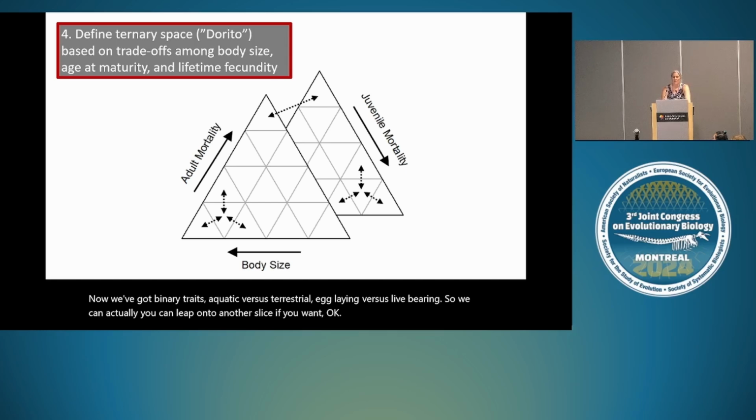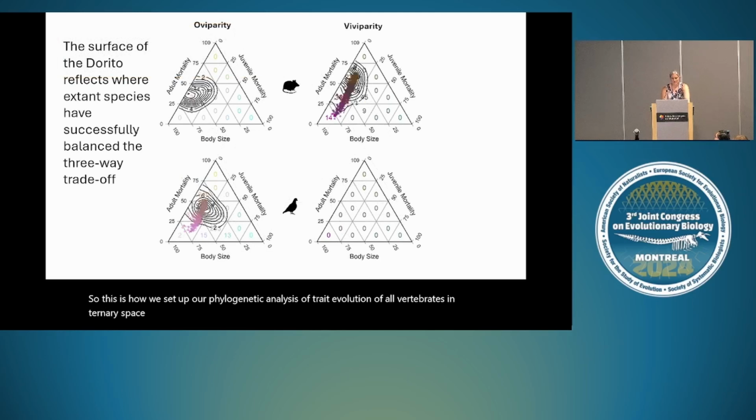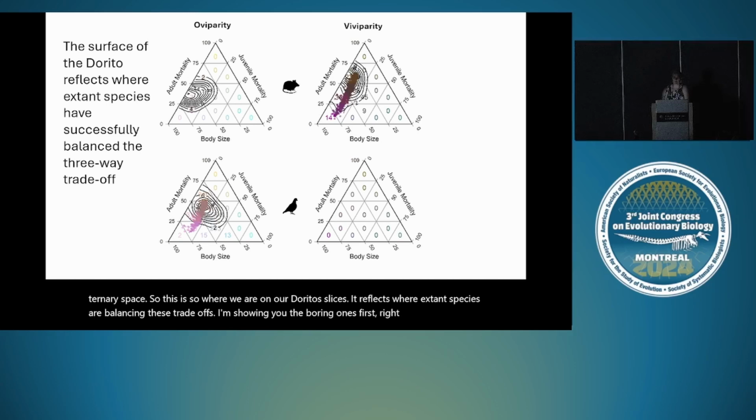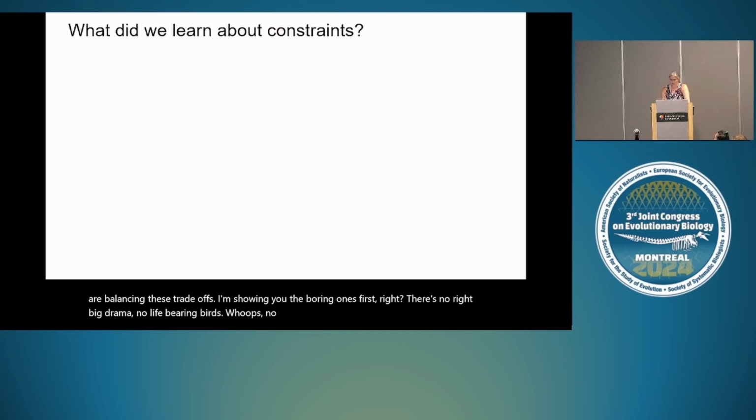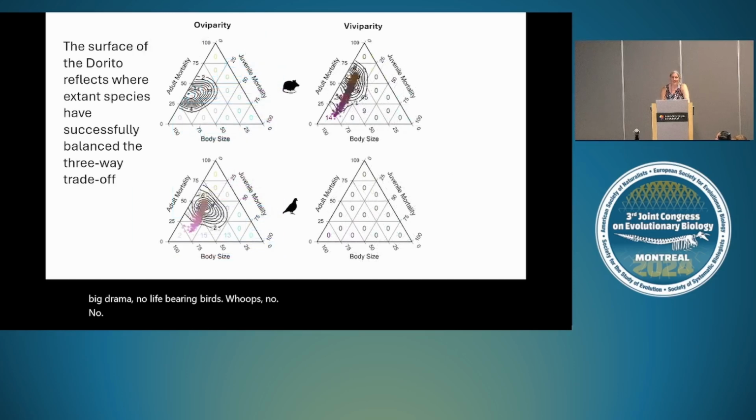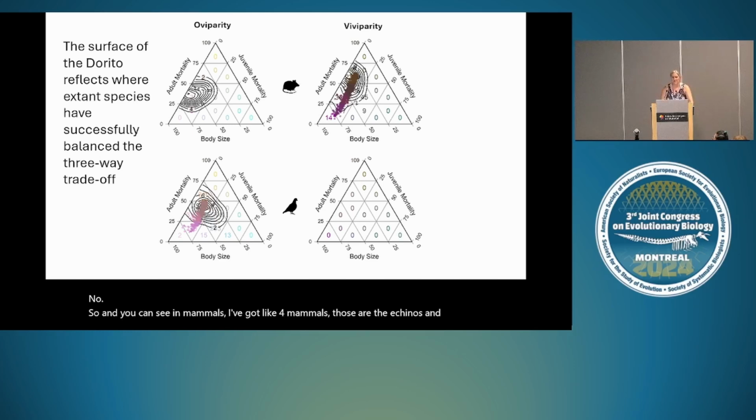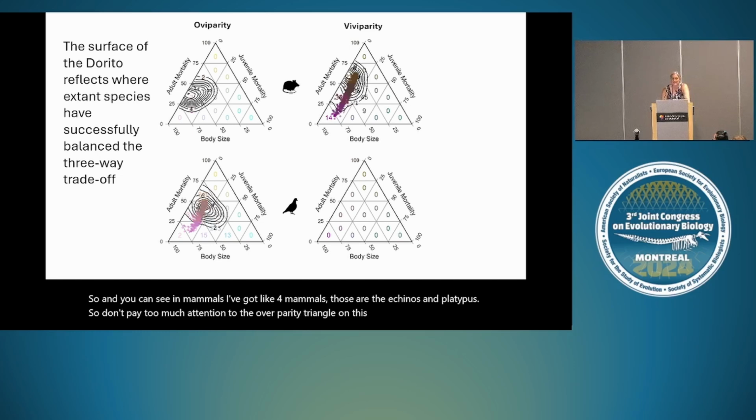Okay, so this is how we set up our phylogenetic analysis of trait evolution of all vertebrates in ternary space. Where we are on our Dorito slices reflects where extant species are balancing these trade-offs. I'm showing you the boring ones first, right? There's no big drama, no live-bearing birds. And you can see in mammals, I've got like four mammals, those are the echidnas and platypus, so don't pay too much attention to the oviparity triangle on this one, but mammals and birds actually look pretty similar, despite the fact that mammals are viviparous.